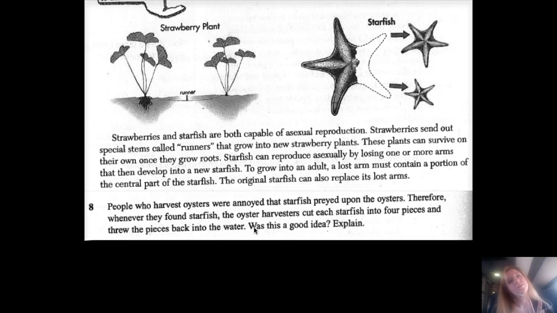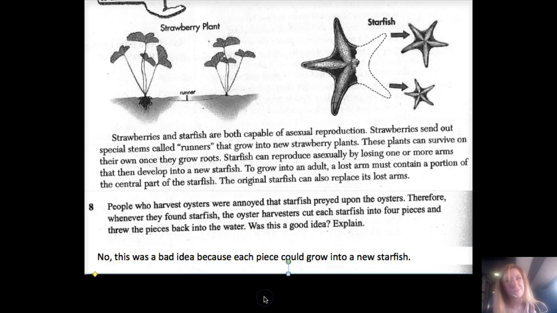Explain. Well, what did we just learn about the starfish? It can lose arms and still regrow. So even if they cut up the starfish, it could still grow into a new starfish and have offspring. So it probably just multiplied the starfish. So no, this was a really bad idea because each piece could grow into a new starfish.